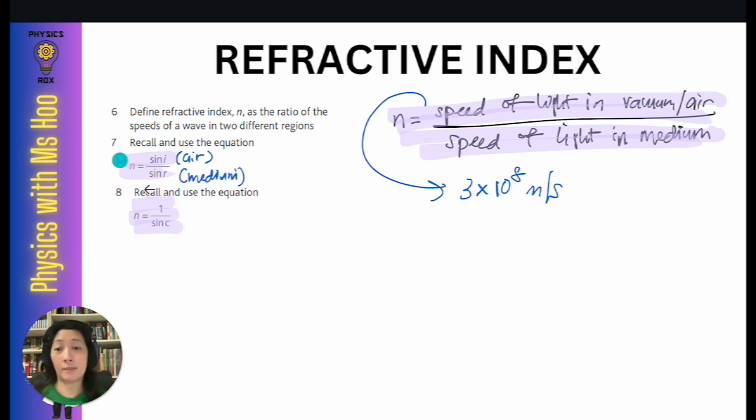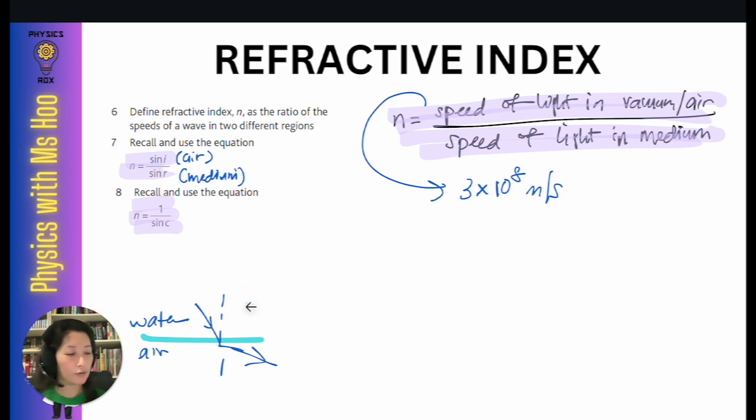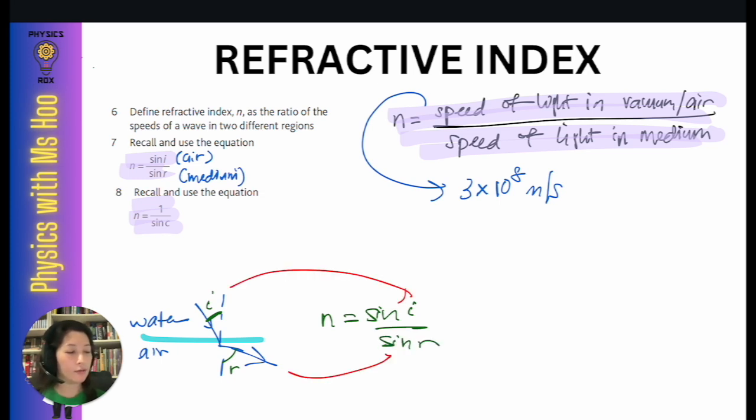Just a quick reminder about this, because sometimes the question may give you a situation where the light is traveling from the medium to air instead. For example, from water to air. Even though this angle should be the incident angle and this angle is the refracted angle, when putting it into the formula, it is wrong to put the angle like this. So this is wrong.